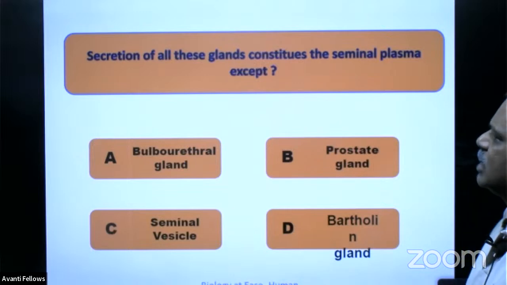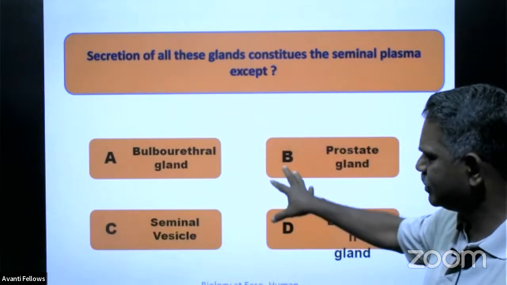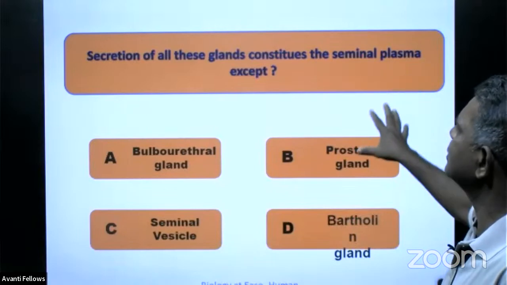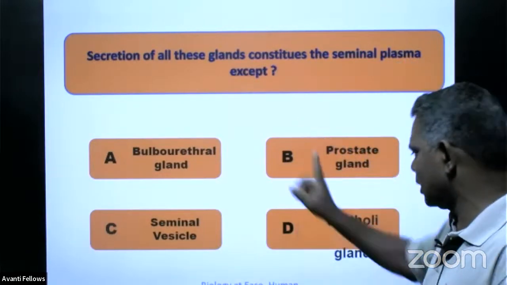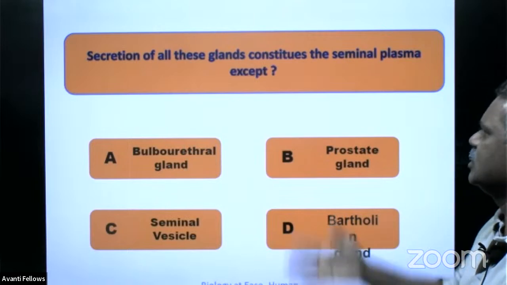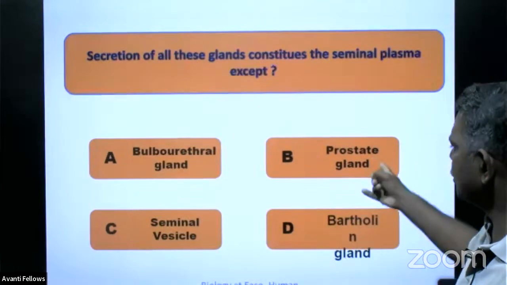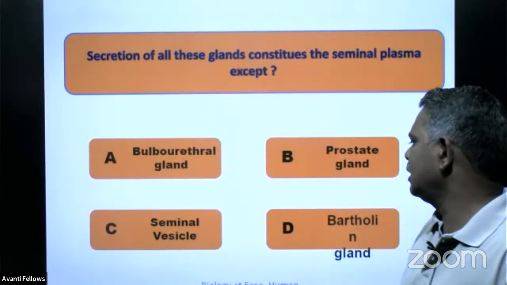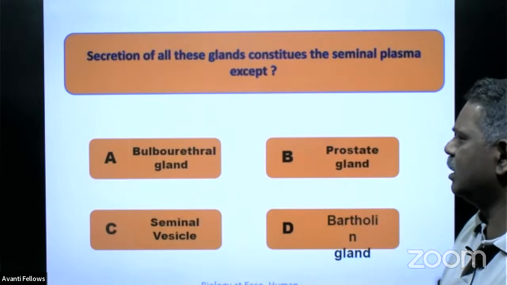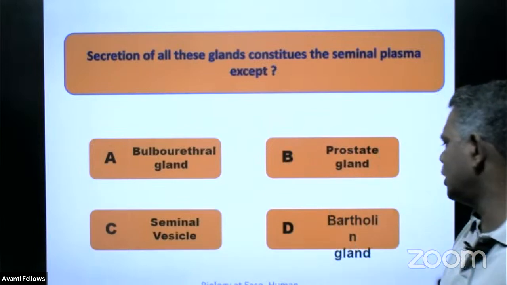Secretions of all these glands constitute the seminal plasma, except one gland. We have to find that exception. Which one does not contribute secretions to the seminal plasma? Options are A, bulbourethral gland or Cowper's gland, B, prostate gland, C, seminal vesicle, and D, Bartholin gland.